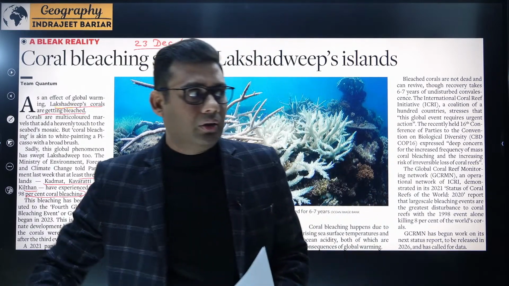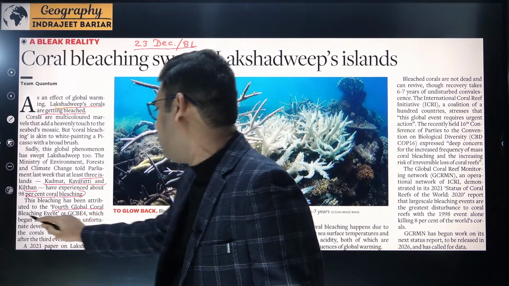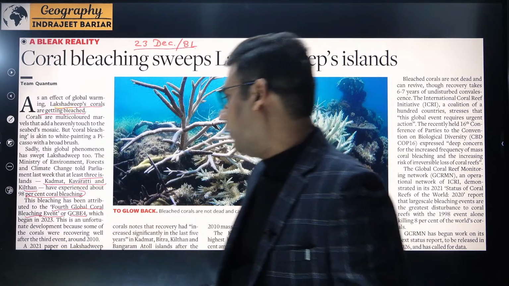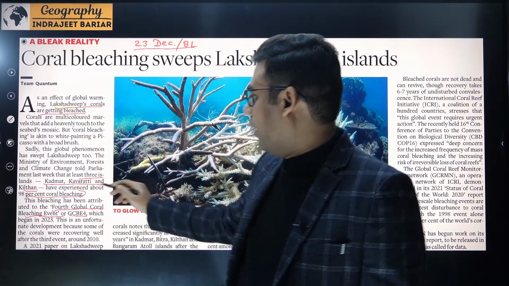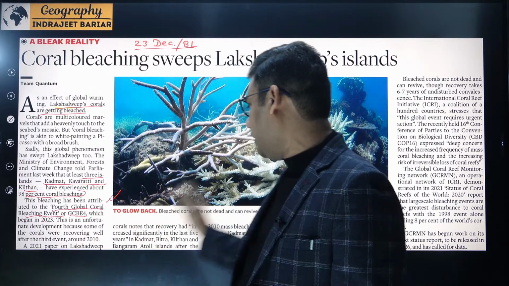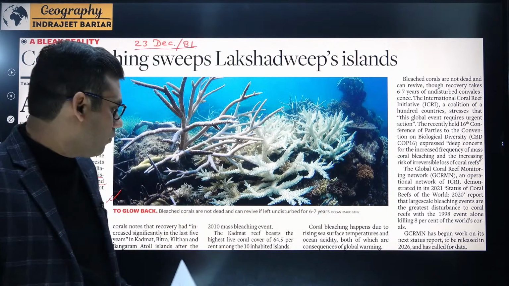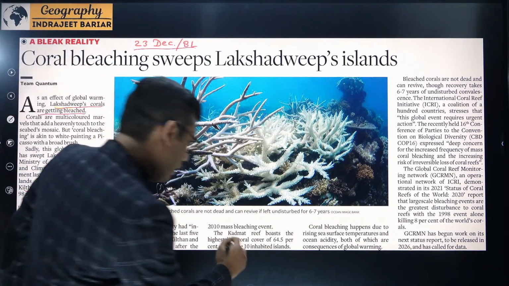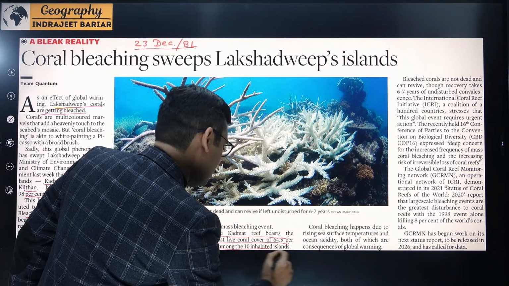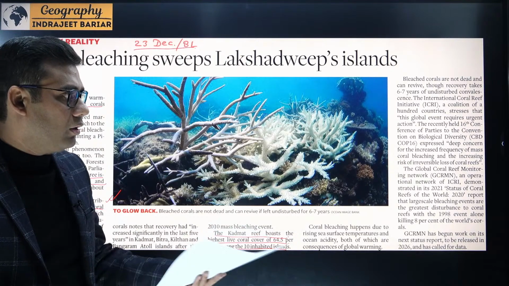Most importantly, this bleaching has been attributed to the 4th Global Coral Bleaching Event, called GCBE 4. So our first idea would be about these global coral bleaching events. If it is the 4th, what others have been there? And along with that, the Kadmat Reef boasts the highest live coral cover amongst the 10 inhabited islands in Lakshadweep. This is a pure fact that we have to take care of.